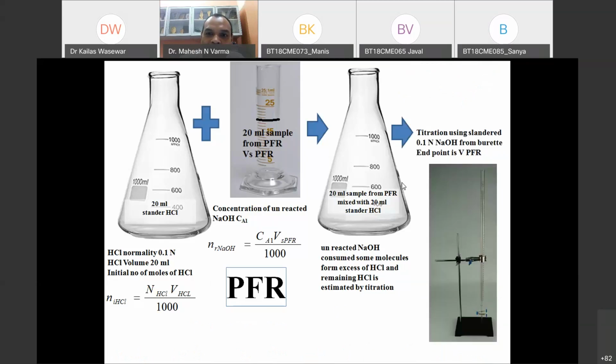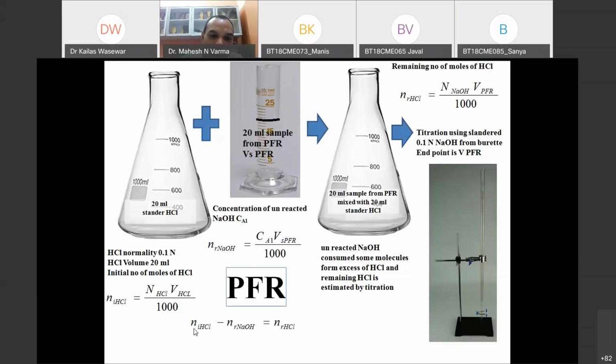So the number of molecules of HCl present here will be equal to the number of NaOH reacted here. That is nothing but the concentration of NaOH multiplied by the volume of NaOH required in this titration. That will give me the number of NaOH consumed here, which is the remaining number of HCl present here. So this minus this: this is the initial number of moles of HCl present, and this is the remaining number of HCl present, which will give me the HCl consumed by this sample.